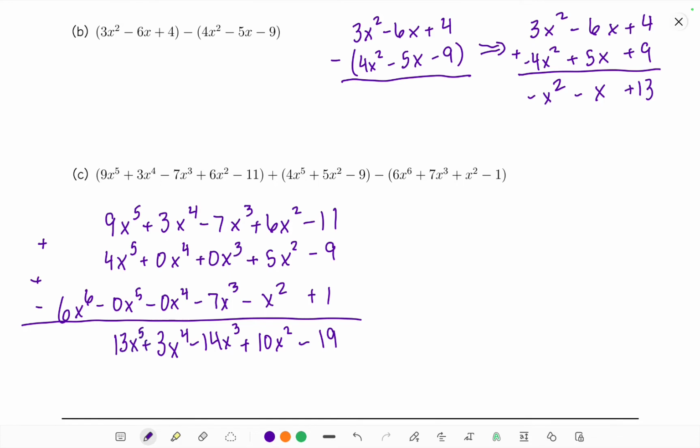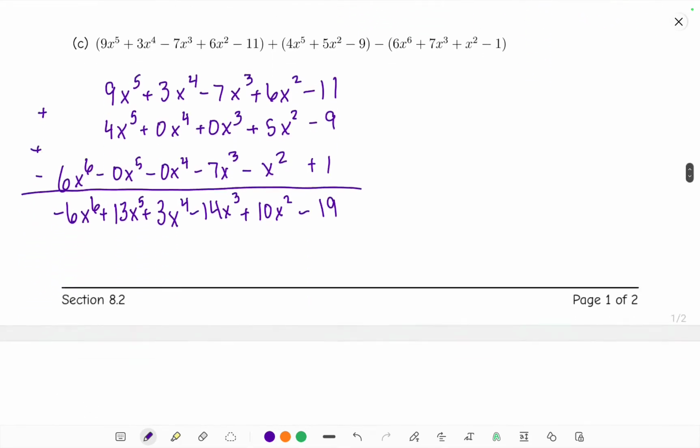And then nothing plus negative 6x to the 6th is negative 6x to the 6th. So our final answer is negative 6x to the 6th plus 13x to the 5th plus 3x to the 4th minus 14x cubed plus 10x squared minus 19.